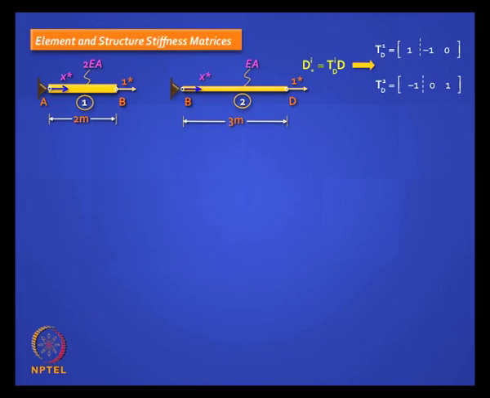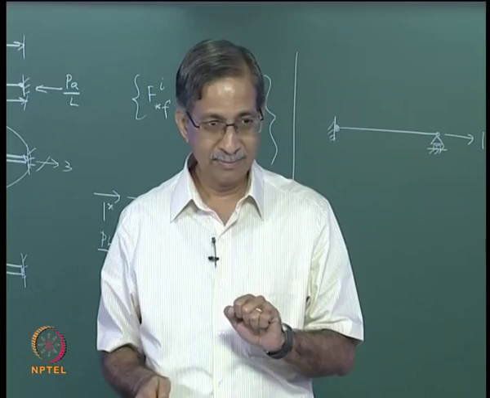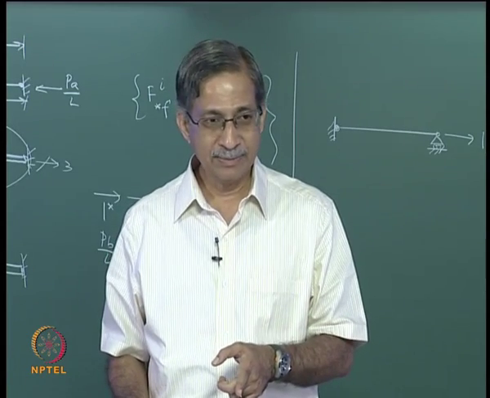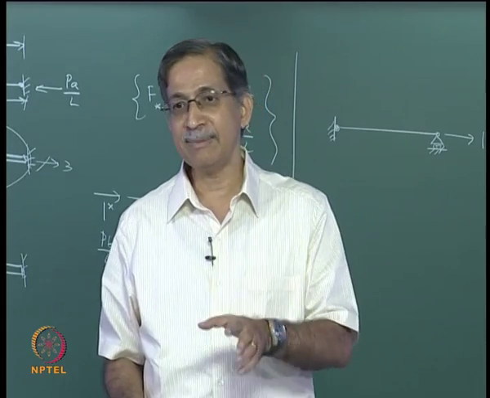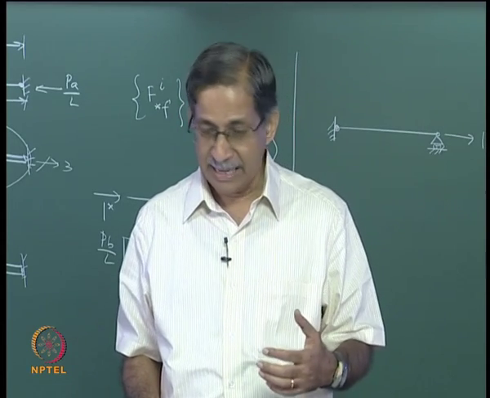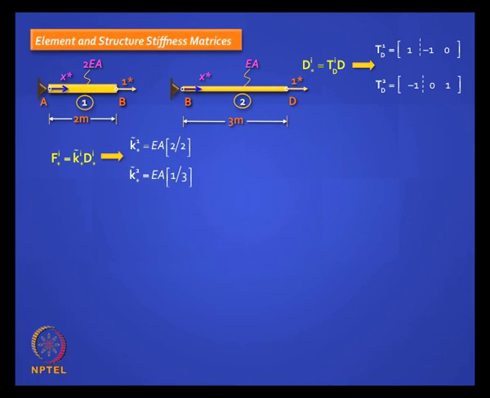Now let us generate the element and structure stiffness matrix. How do we do that? You have got TD, you need K star. What is K star? Well, you have 2 elements. For each element, the K is nothing but the axial stiffness, which is EA by L. For the first element, EA is 2 EA and the length is 2 meters. For the second element, EA is the axial rigidity, the length is 3. Okay, so you have got this. How will you put it all together in one matrix?